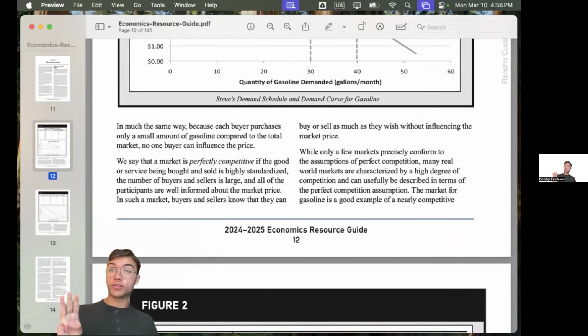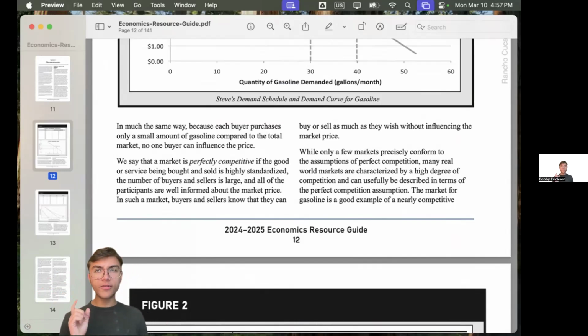So, the three factors for it being perfectly competitive. It's highly standardized, so it's mostly the same across what's being sold by all of them. There are a lot of buyers and sellers, and all the participants are well informed about the market price. Having many buyers and sellers means that they aren't going to influence the market price very much.